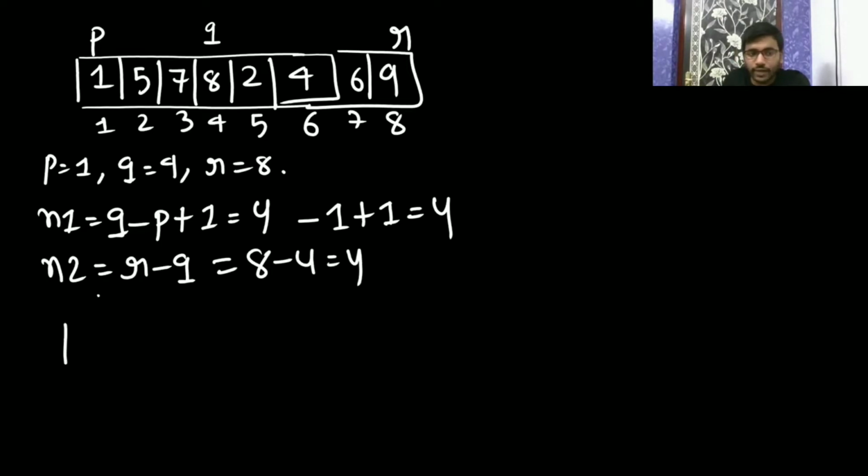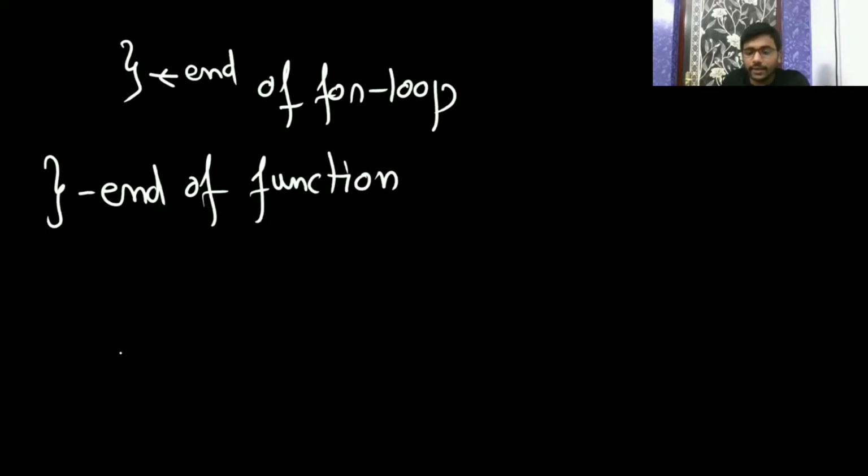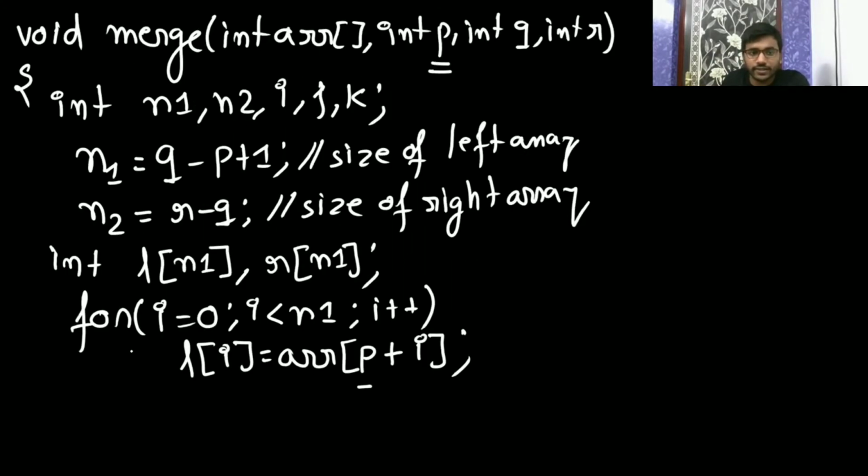Now you will create two arrays. One is left, another is right, and this is going to have the size 4, this is also going to have the size 4. This is the declaration you have done, left n1 then right n2. Now for I equal to 0 till smaller than n1, you are storing in L of I, you are writing array of P plus I.